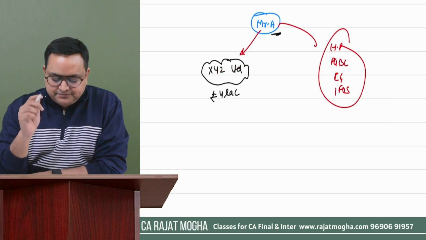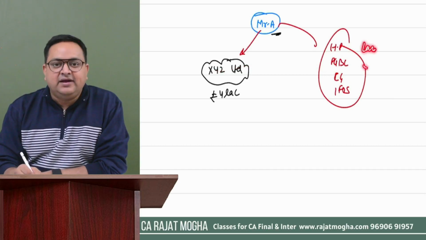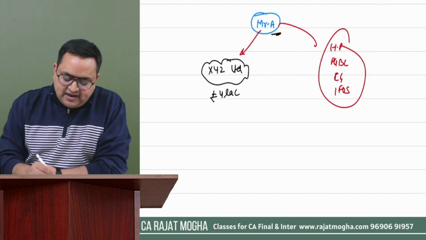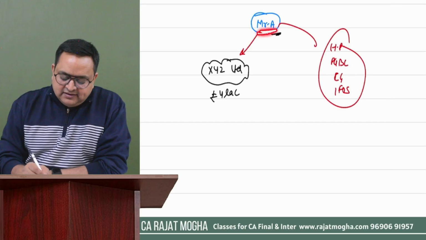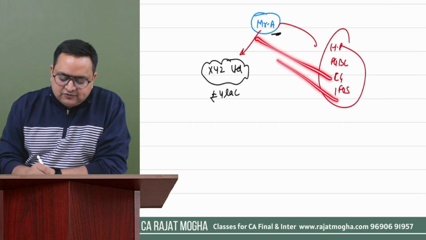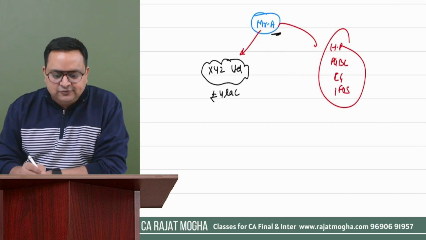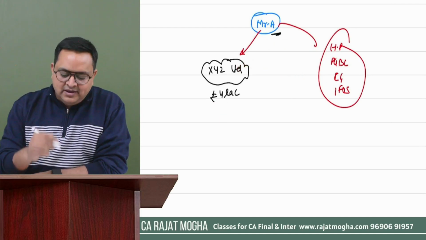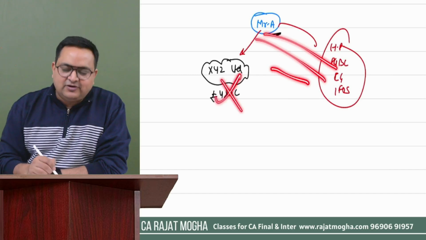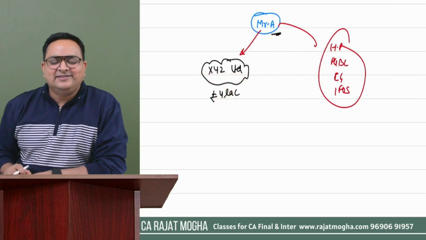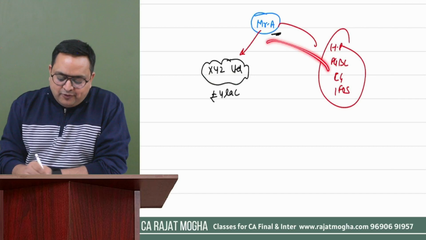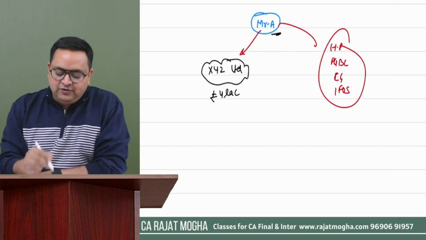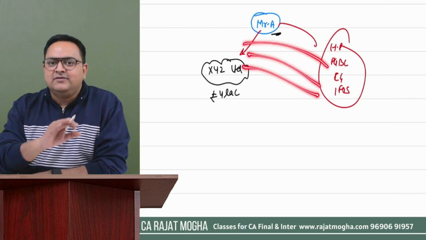But let's say there are losses from other heads, can he also declare that? The answer is it will not be considered. If Mr. A says, sir, I have loss from capital gain, I have loss from IFOS, or from other sources, please consider that also and set it off, and then deduct TDS. No. If you bring losses, we will not consider. If you bring positive income to us, we will consider that while deducting your 192 TDS. But if you bring losses to us, we are not going to consider.